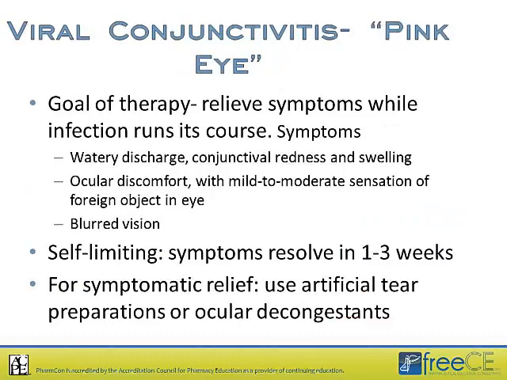The goals of therapy for viral conjunctivitis or pink eye is to relieve those symptoms while the infection runs its course. And those symptoms are a watery discharge, conjunctival redness and swelling. They'll have some ocular discomfort with a mild to moderate sensation of a foreign object in the eye. Feels like there's sand in the eye. There's something grainy in there. There's something that they can feel inside their eye that's causing this itching sensation. And they might even see blurred vision as well.